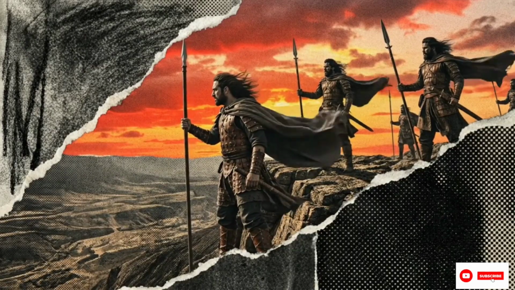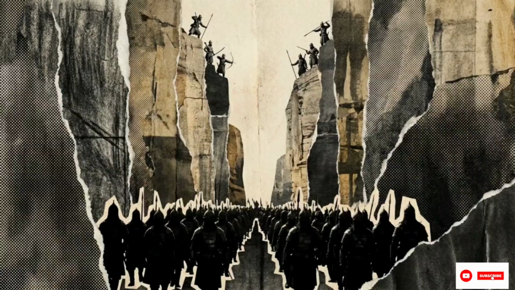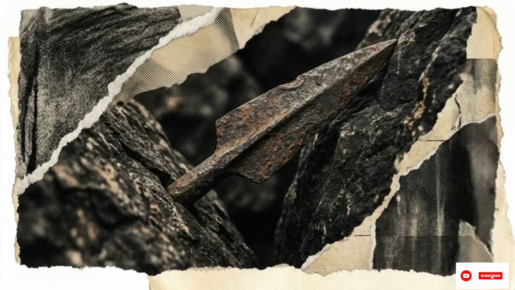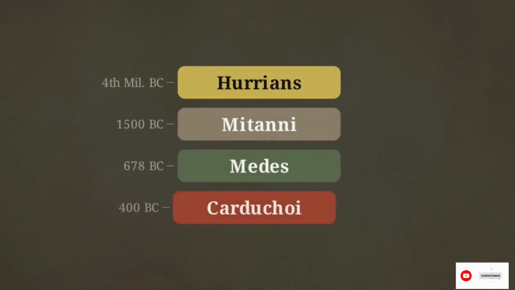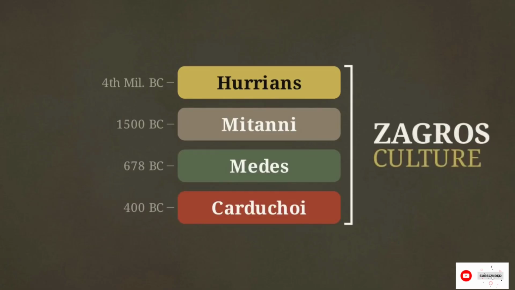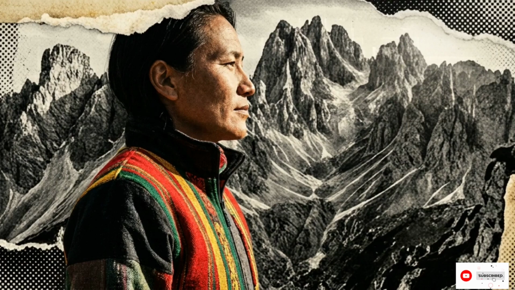He described them as fiercely independent warriors who lived in these rugged heights and refused to compromise their autonomy for any imperial power, no matter how large. From the Hurrians and the Mitanni to the Medes and the Karduchoi, a clear pattern emerges. A continuous succession of independent tribes inhabiting the same terrain and maintaining the same defiant culture. Today, we recognize the modern descendants of this lineage as the Kurds.